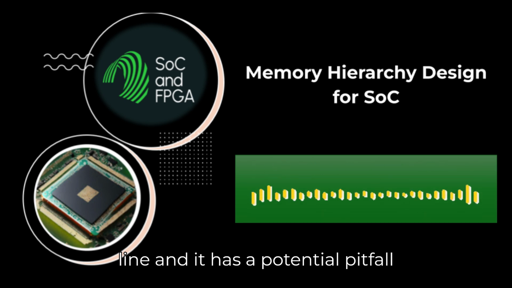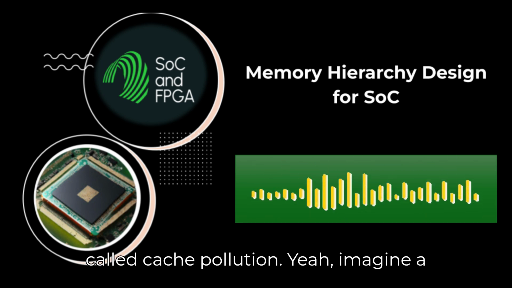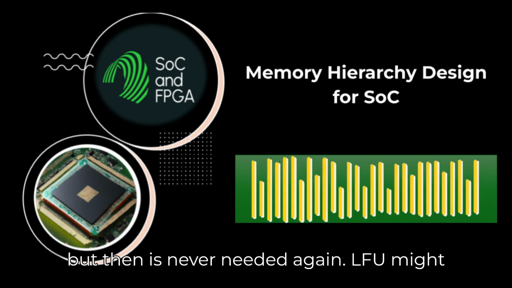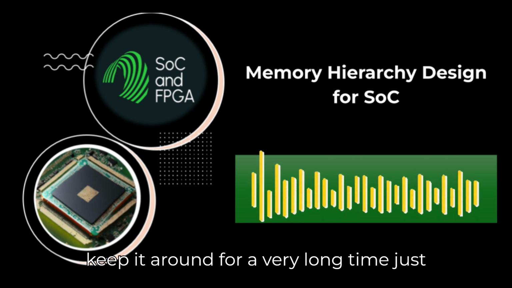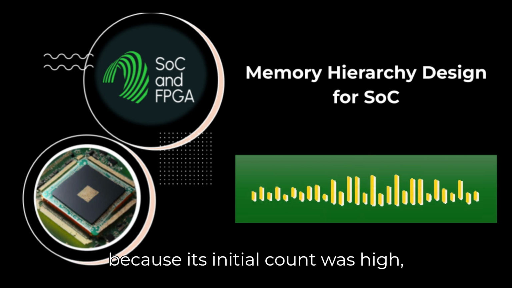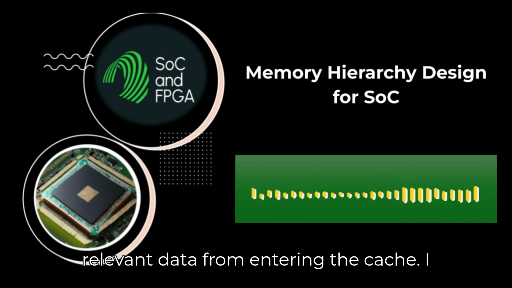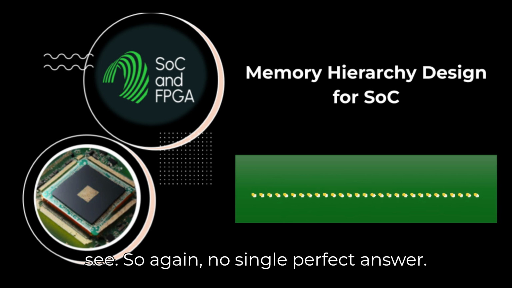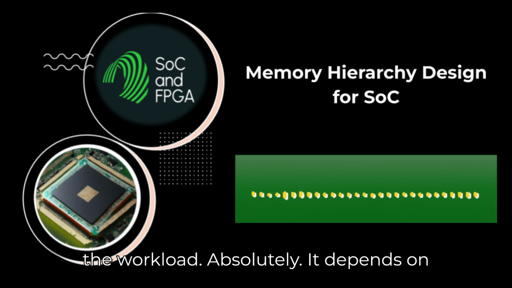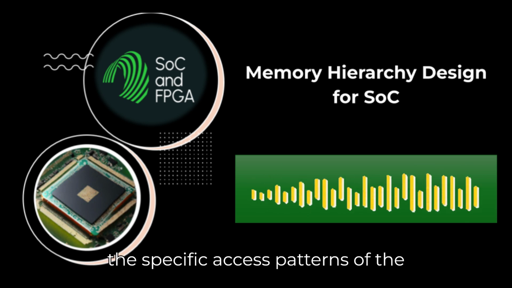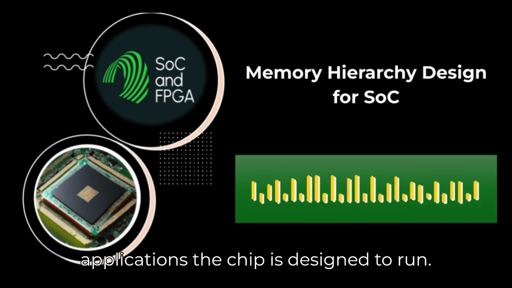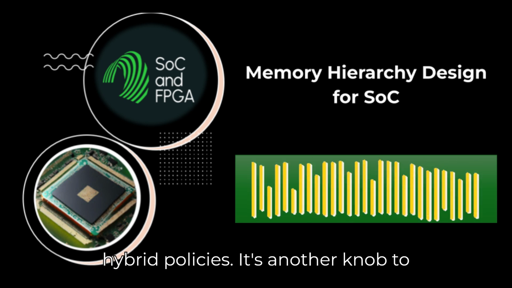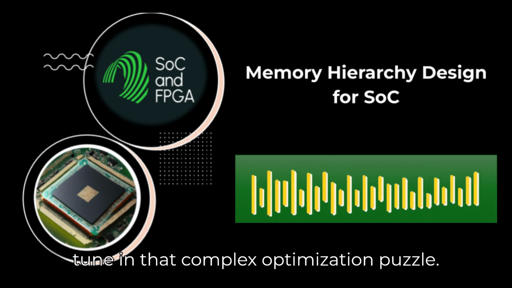And it has a potential pitfall called cache pollution. Yeah, imagine a block gets accessed a lot very early on, but then is never needed again. LFU might keep it around for a very long time just because its initial count was high, potentially preventing newer, more relevant data from entering the cache. I see. So again, no single perfect answer. The best replacement policy depends on the workload. Absolutely. It depends on the specific access patterns of the applications the chip is designed to run. Designers might even use variations or hybrid policies. It's another knob to tune in that complex optimization puzzle.